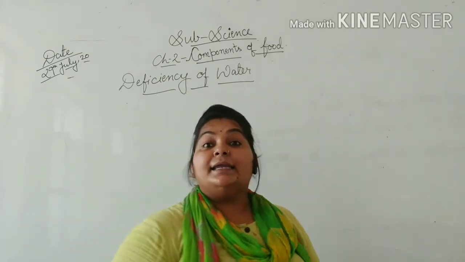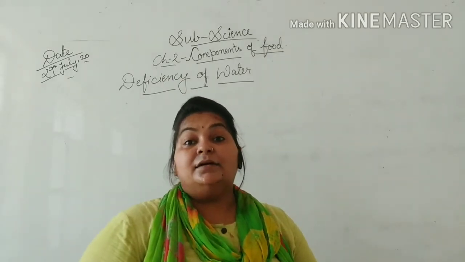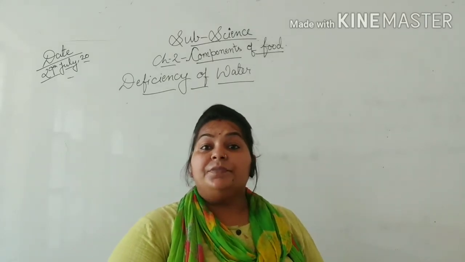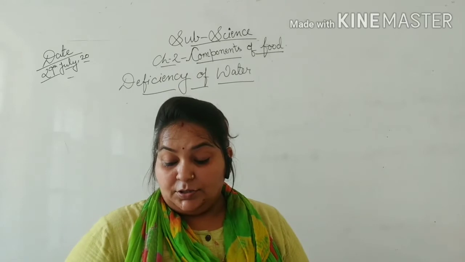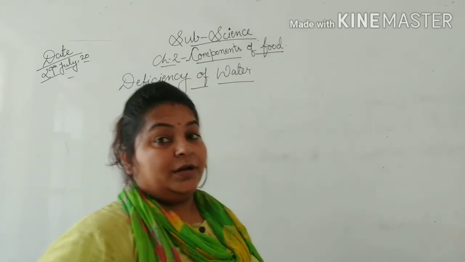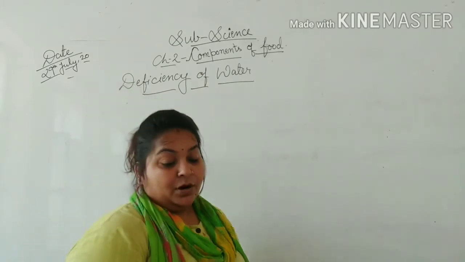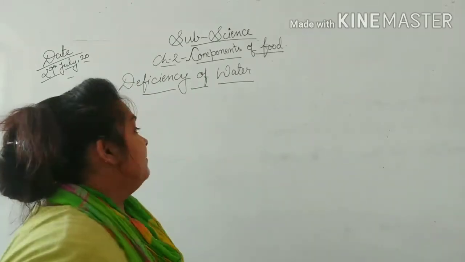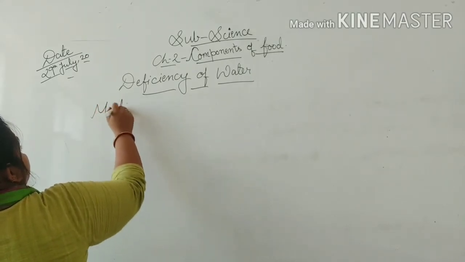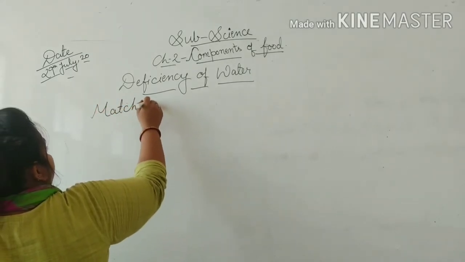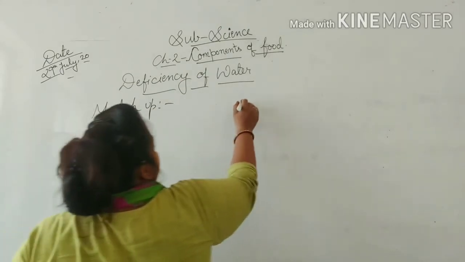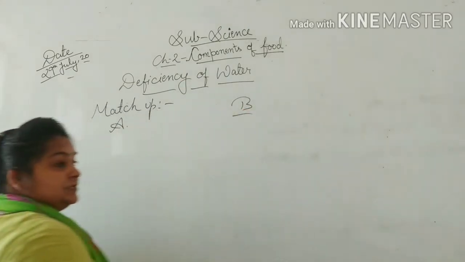The answer again I am repeating. The diet which contains all the components of food required by the body in adequate quantity is called a balanced diet. What is the second question? Match the following. I am just doing it on the board, and you will complete it in your books right now, and afterwards in your notebooks.